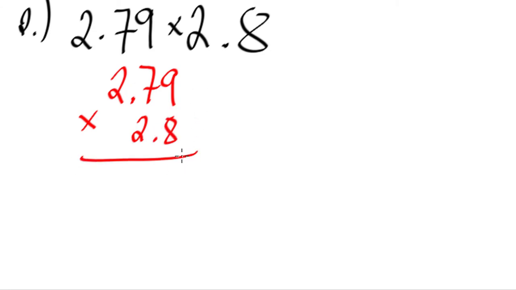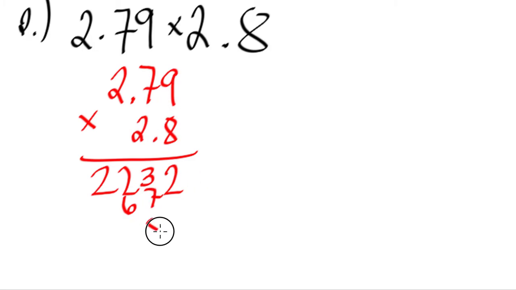So let's multiply them normally. 9 times 8 is 72. 8 times 7 is 56 plus 7. 56 plus 7 is going to give us 63. And then we have 8 times 2, 16. 16 plus 6 is going to give us 22. And that's our first partial product.